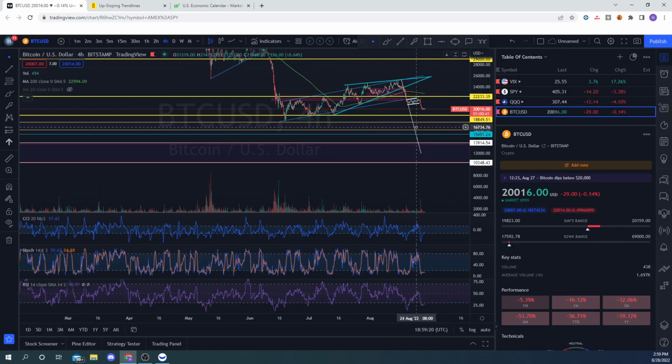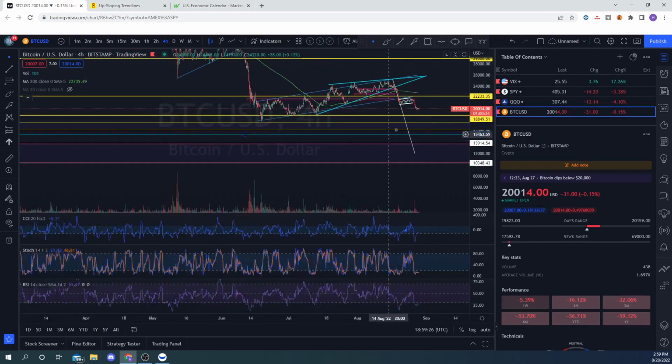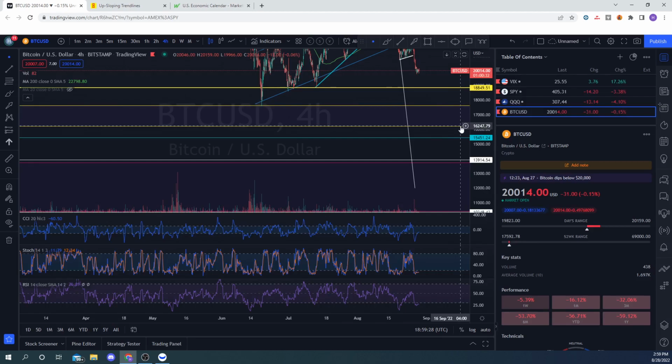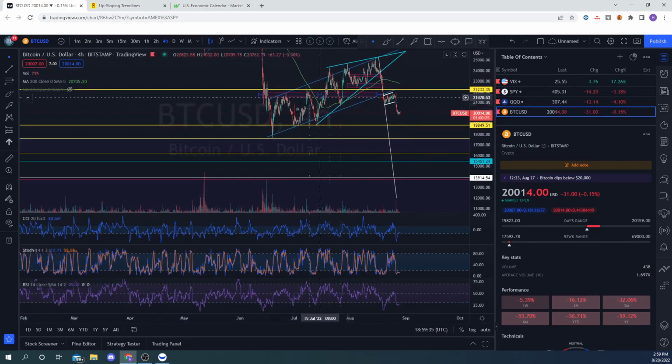I would call this a bear flag. We do have targets on the board for a bear flag, and our target for this bear flag is this whole zone right here. We could point out right there, 16,000 to 17.5. That's our target zone for this bear flag right here.